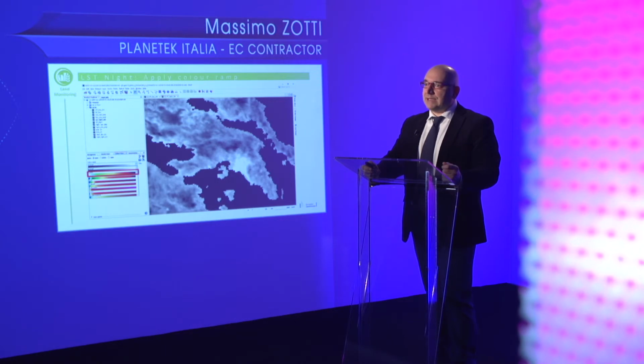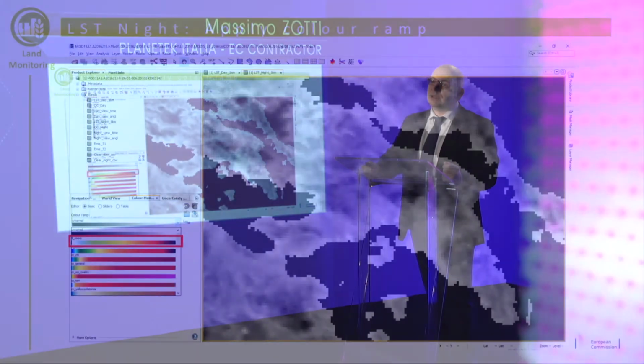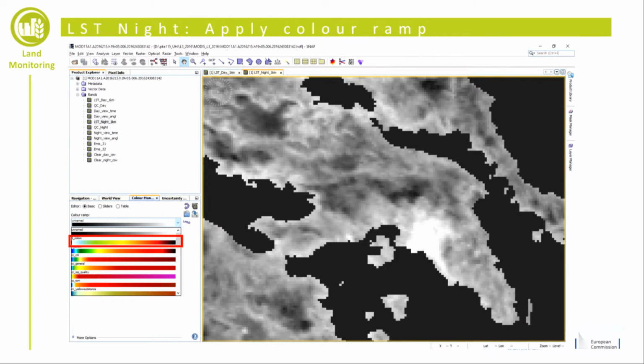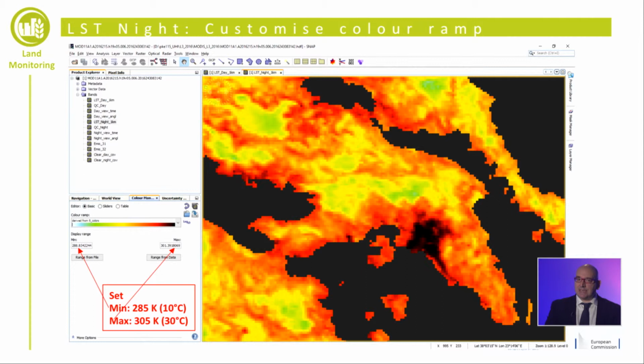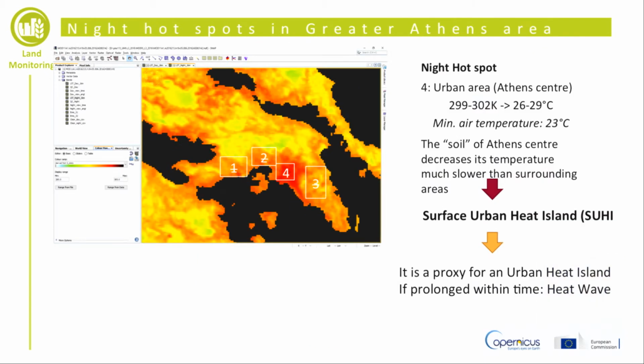Now we look at the night map, acquisition time 10:15 p.m. UTC. And again, in the color manipulation panel, we select the 5 colors color ramp. Also in this case, we set the suitable values for minimum and maximum to be considered in the application of the color ramp. In the night, only the Athens Center hotspot remains visible at 10:15 p.m. UTC, more or less midnight local time.